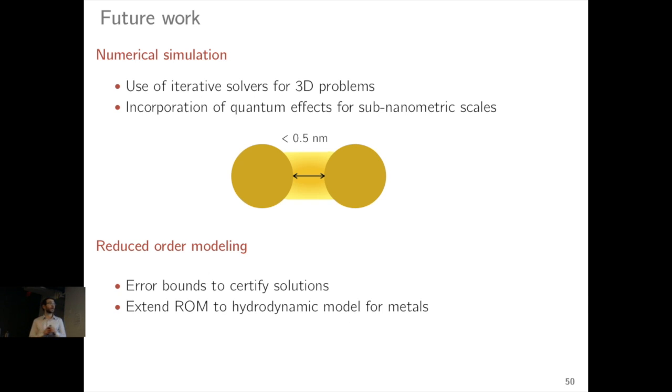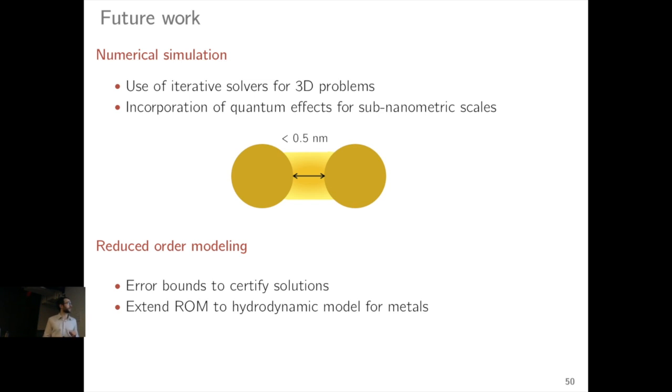Looking forward, there are a lot of future lines of research that could be investigated. First of all, the use of iterative solvers for 3D problems, because for the hydrodynamic model for metals using direct solutions, it was already quite expensive to get solutions for these more complex structures. So if we want to work on larger problems, we might actually have to start looking into preconditioners and iterative methods.